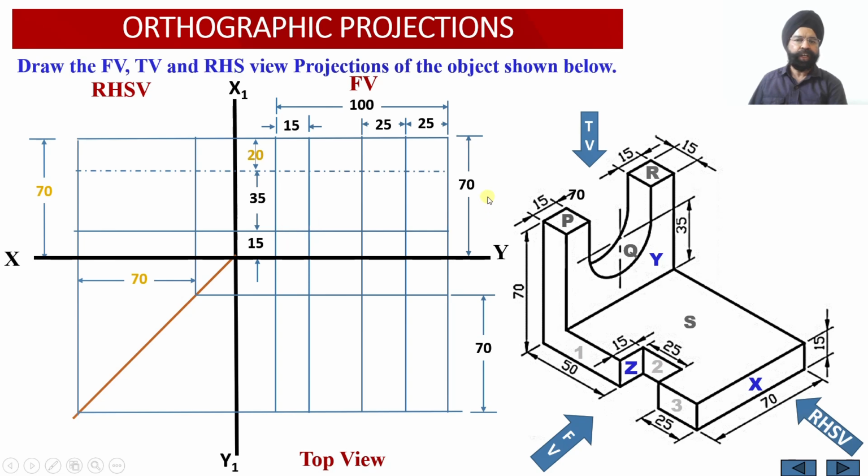So once again, the total dimension we had marked as 70. 15 mm corresponds to the horizontal web, 35 millimeter corresponds to the center of the circular portion, and the remaining 20 millimeter is the vertical length of this particular slot.